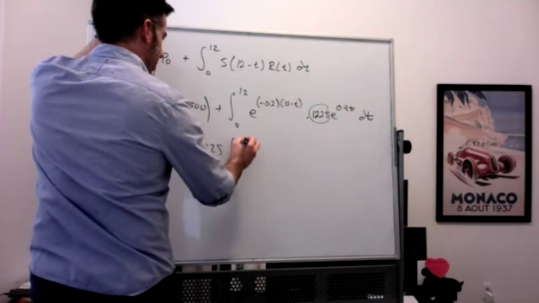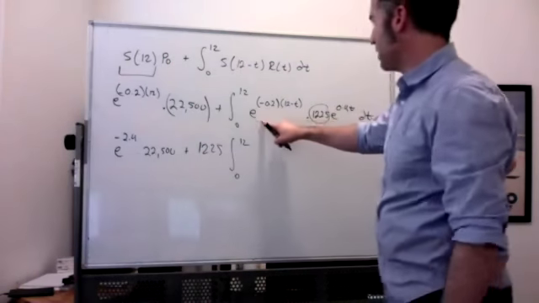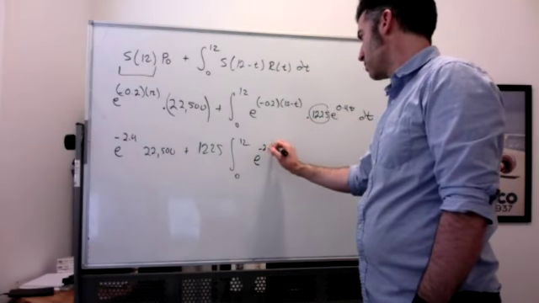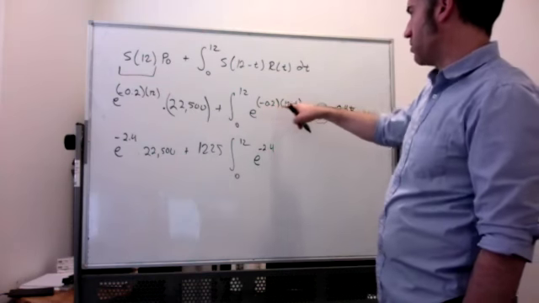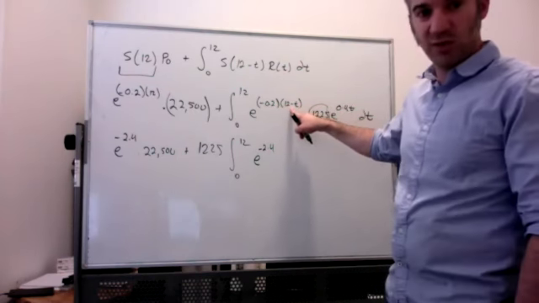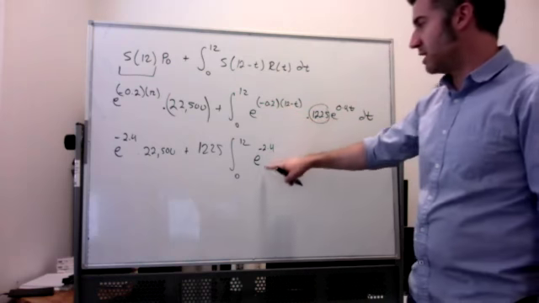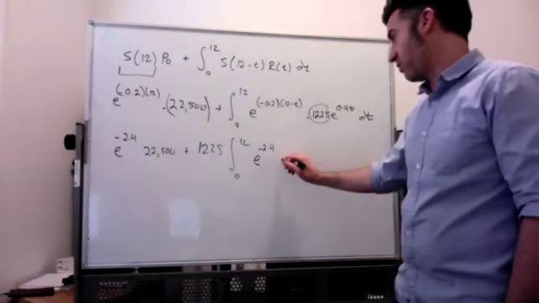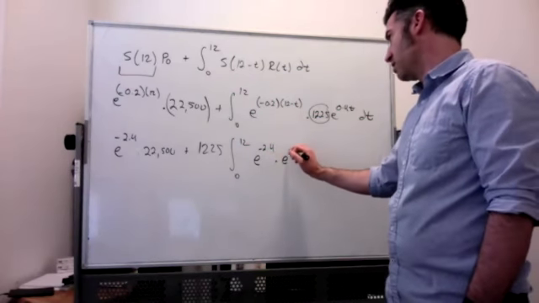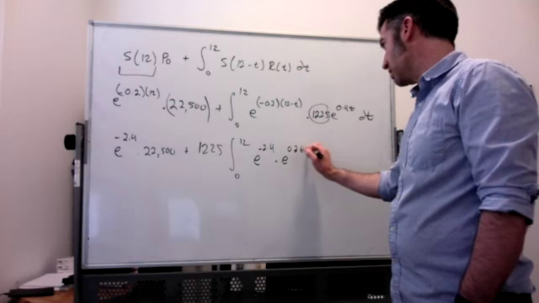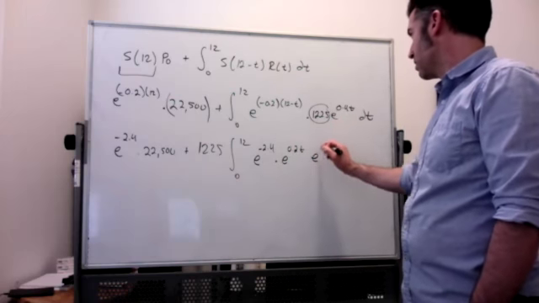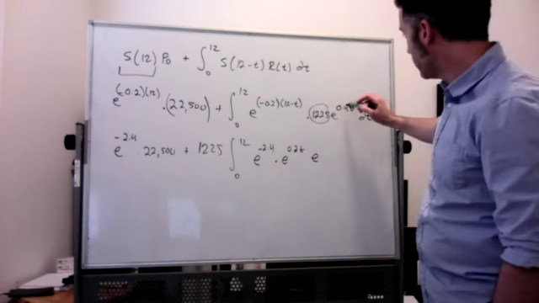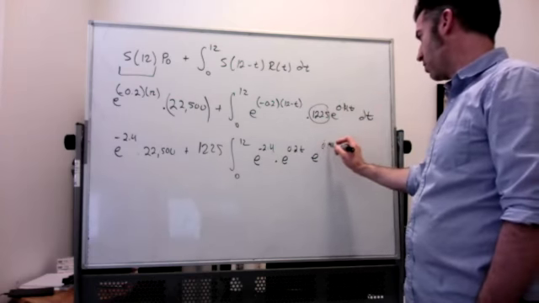Integral from 0 to 12. I've got e to the negative 2.4, and then minus 0.2 times minus t is plus 0.2t. But instead of writing it as e to the negative 2.4 plus 0.2t, let's write it as e to the negative 2.4 times e to the 0.2t times e to the, that should be 0.14, I believe. I think I lost the 1. Yeah, I did. Sorry about that. It should be e to the 0.14t.